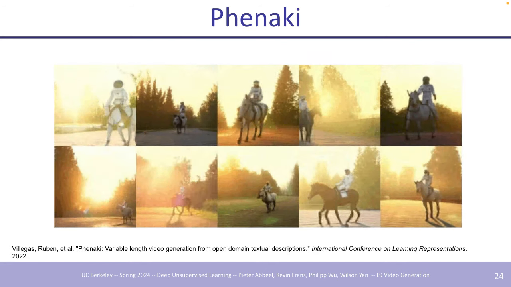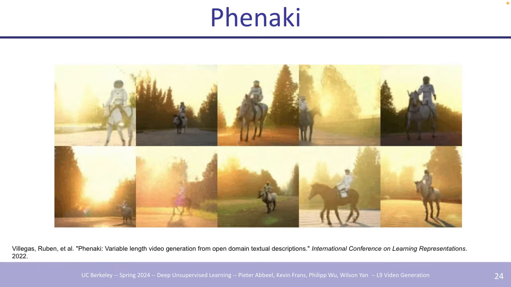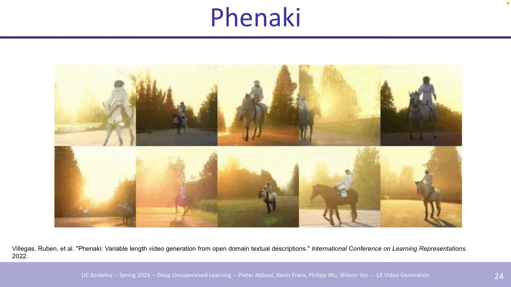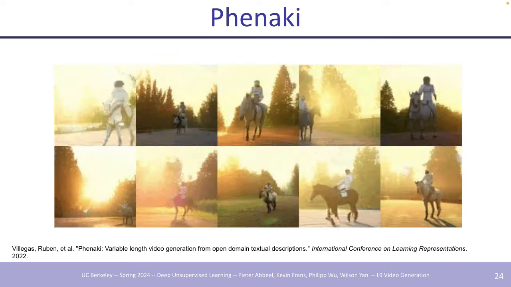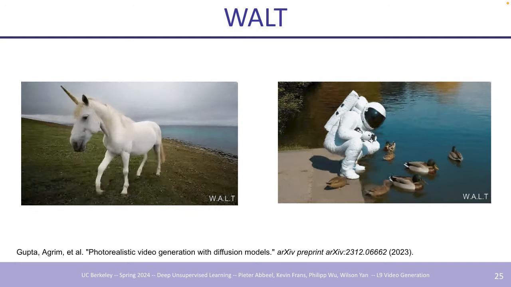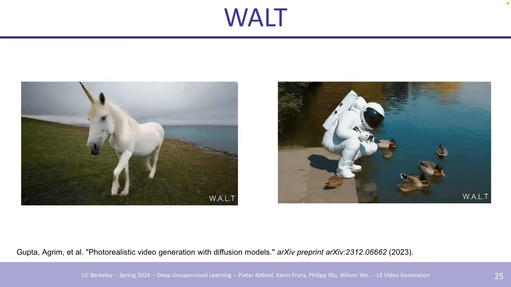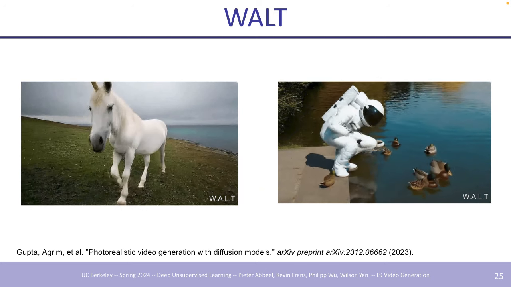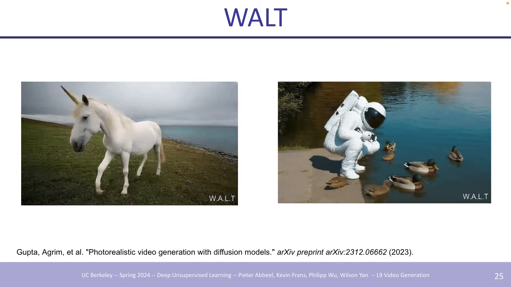Okay. This was from Phenaki. So this was similar quality, in the same time span, like concurrent work as Imagen Video, like a year and a half back. This is like an astronaut riding a horse in a sunset or something like that. This is from WALT more recently, like three or four months ago. This was a diffusion model, but able to generate a lot more consistent video after a year and a half, 2 years, and with fewer artifacts.